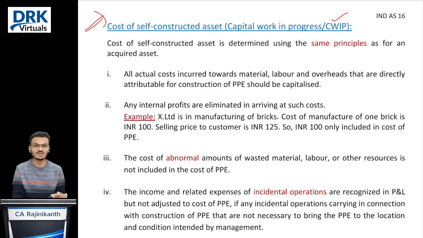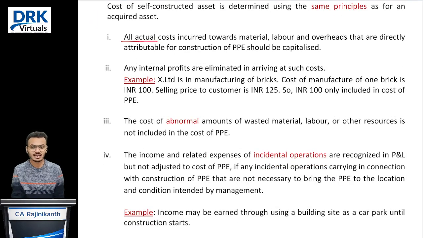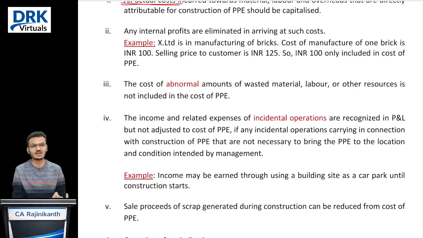So whatever the principles we have discussed in case of a ready-made asset that is available in the market are equally applied here also. Here we need to capitalize all actual costs, be it a material cost or labor cost or any other overheads. If they are directly related to our construction activity, then only we should capitalize it. Otherwise, we should not capitalize. Any notional profits, any internal profits should not be capitalized. They should be eliminated.